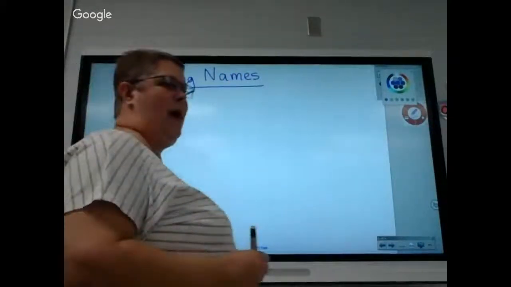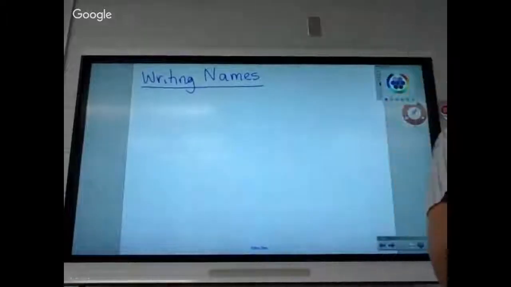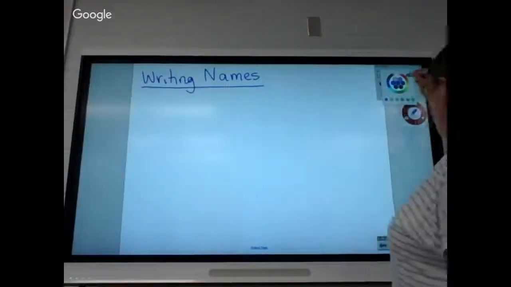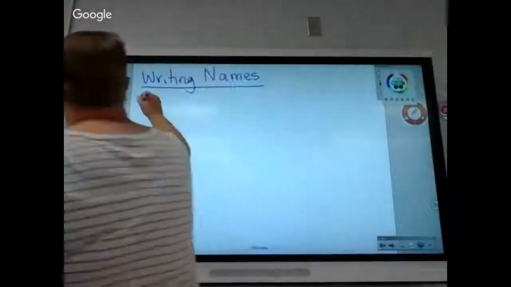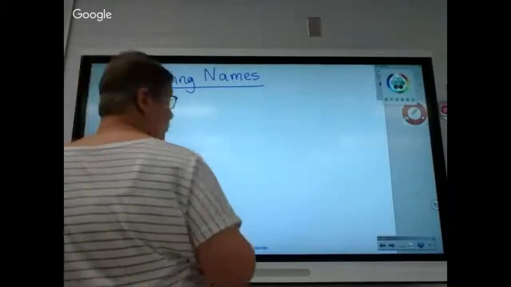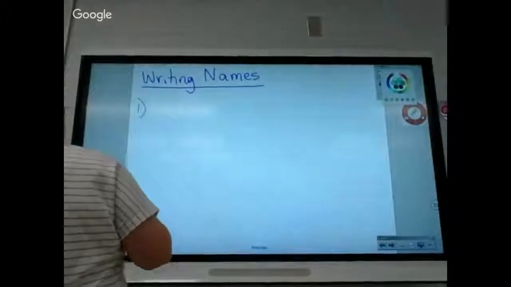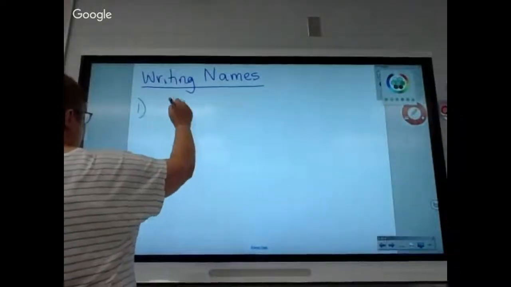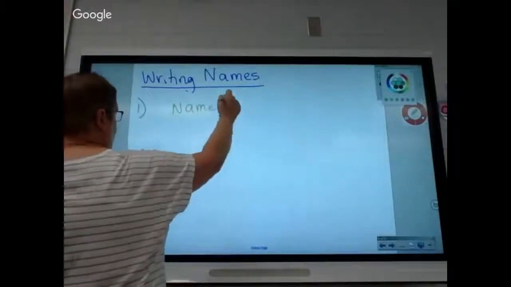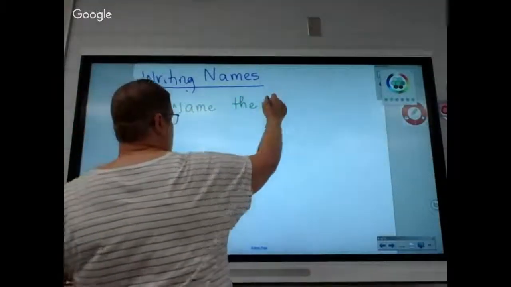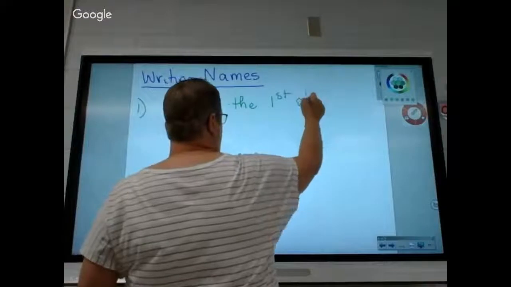All right, we're going to write names now. Now, with writing names, we're going to work backwards. These are not that difficult. There's only 3 steps. Number 1, you're going to name the first element.